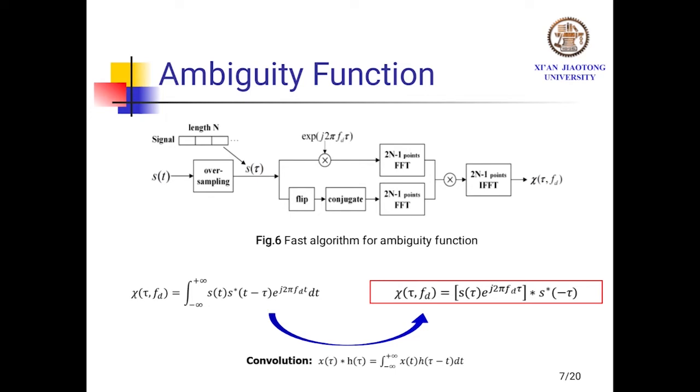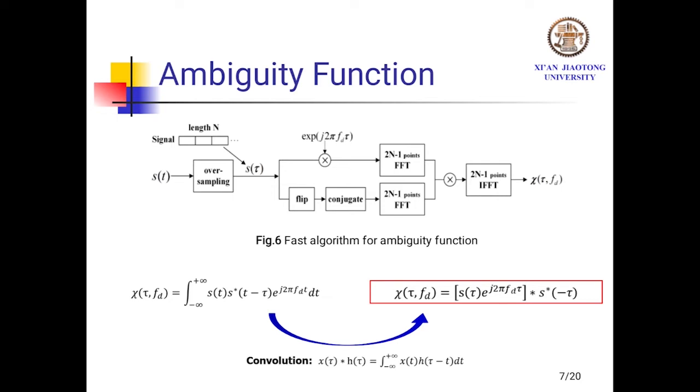By the way, simulating the closed form expression of ambiguity function is difficult, so we adopt a fast algorithm. The main idea comes from the time domain convolution theorem. That is, the convolution of two signals in time domain is equal to the product of the Fourier transforms of the two signals in frequency domain.